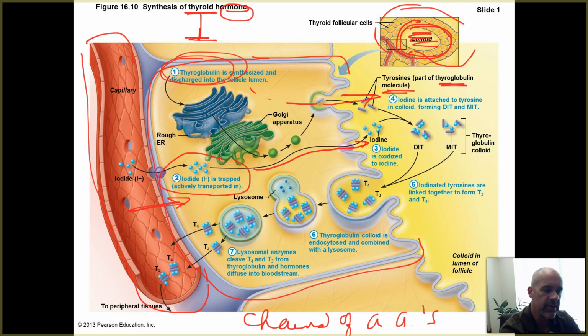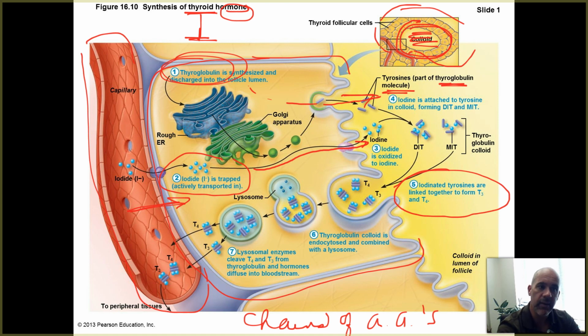And then, so we said T3 and T4, you've got two tyrosines plus these iodines complexed together. So all those things get bonded together while they're still part of the thyroglobulin. So they haven't been chopped out yet. They're still part of that sequence of amino acids in the thyroglobulin.